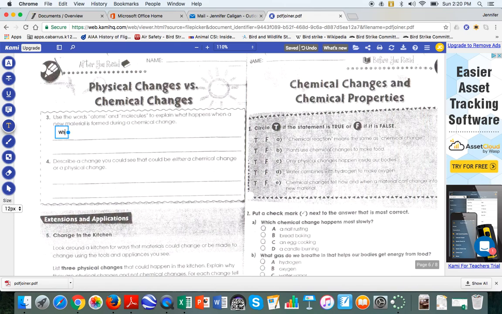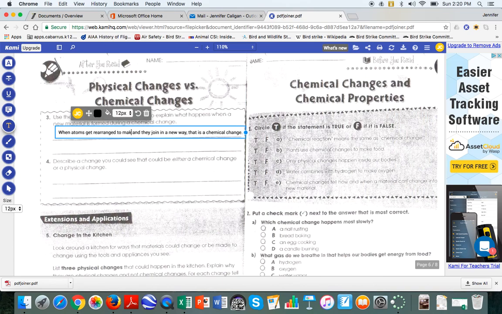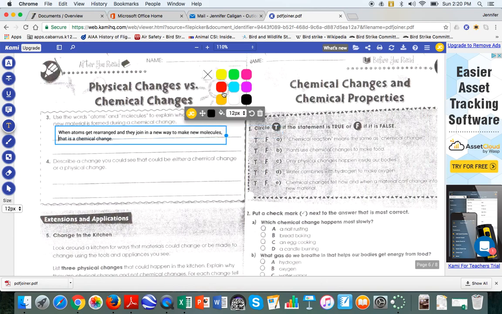Okay, so I said when atoms get rearranged and they join in a new way, that is a chemical change. That's what I wrote. Did I use atoms and molecules? Uh-oh, I didn't use molecules. Let me reword this. When atoms are rearranged, they join in a new way to make new molecules. That is a chemical change.